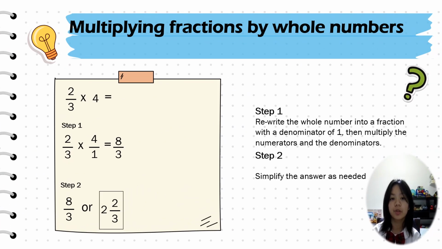Now we move on to multiplying fractions by whole numbers. Here it is simple. We rewrite the whole number into a fraction with 1 as the denominator. So 2/3 times 4 will be 2/3 times 4/1. Then we multiply the numerators, then the denominators. 2 times 4 is 8, then 3 times 1 is 3. Our answer would be 8/3. 8/3 is an improper fraction, so we simplify it and convert it to a mixed fraction. 8 divided by 3 is 2 remainder 2. So our final answer is 2 and 2/3.